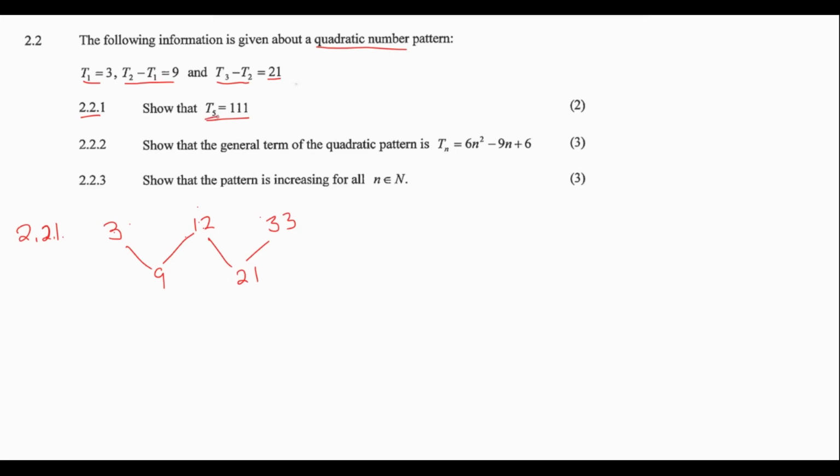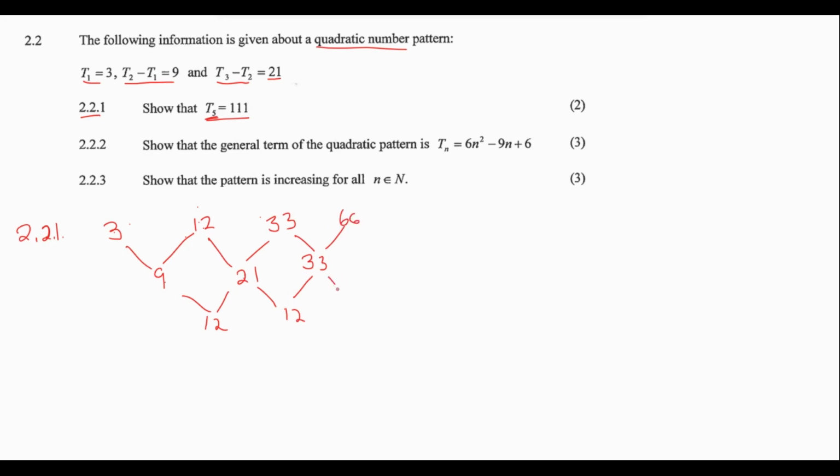So to get T5, we can simply extend this. Remember, the second difference is what? It is constant. 21 minus 9, we get 12. Right? So it means here we have 12 also. So 21 plus 12 will give us what? Will give us 33. Okay. And then 33 plus 33 will give us 66. So term 4 is 66.